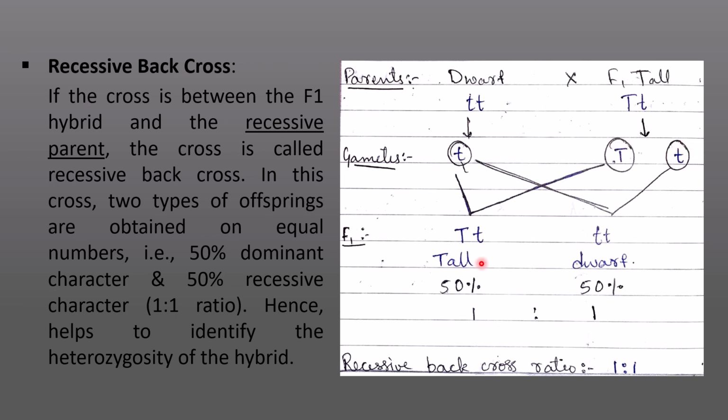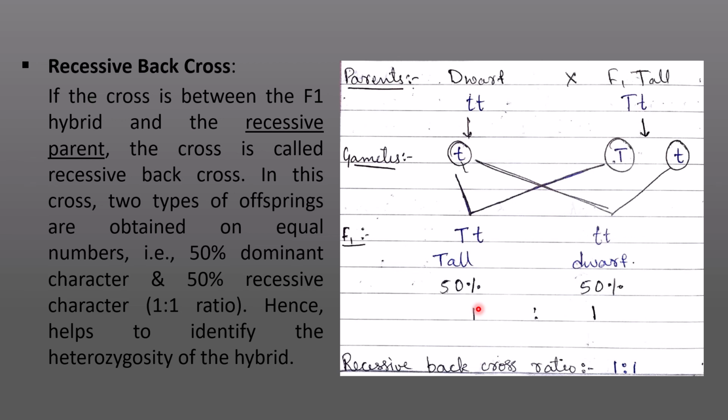So when the offspring are produced, there are two types of offspring: one is tall, heterozygous tall, and the others are homozygous dwarf. The dwarf side is always homozygous. So the ratio of this particular recessive backcross will be 1:1. That is, 50% of the progeny produced are tall and 50% of the progeny produced are dwarf.